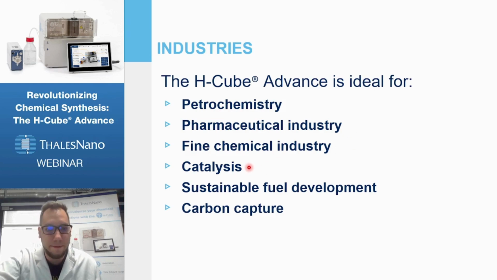And then if you are synthesizing catalysts, you can do really rapid catalyst and parameter screening and testing of catalyst batches using this H-Cube Advance instrument. And then recently we have discovered some green chemistry applications as well. For example, the synthesis of sustainable fuels and useful chemicals from carbon dioxide, which is useful for the valorization of CO2, is also possible in a system like this.